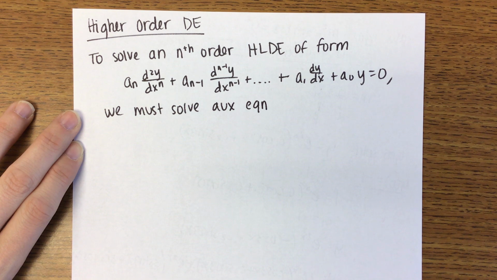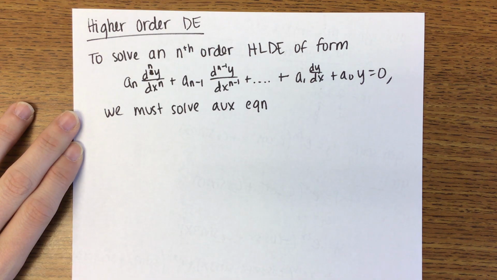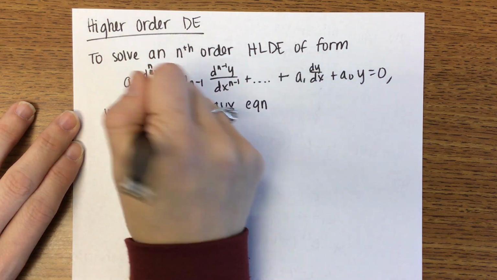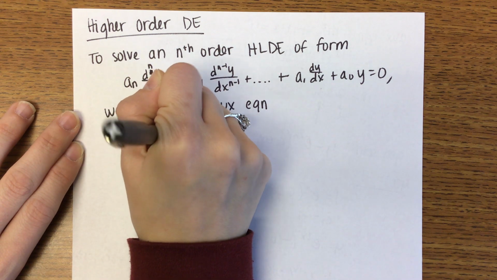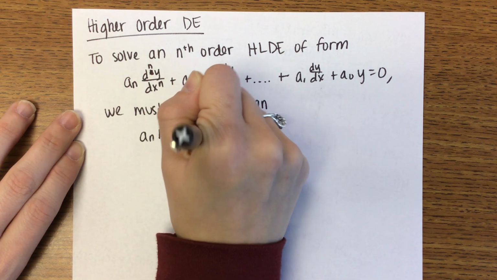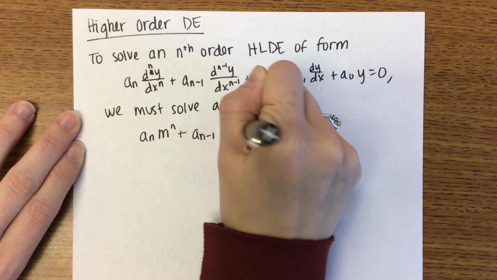Should that be an n with the D? Or is it supposed to be a 2? That's an n. Thank you. So here our aux equation will be a_n m to the n, plus a_(n-1) m to the n minus 1, and so on.